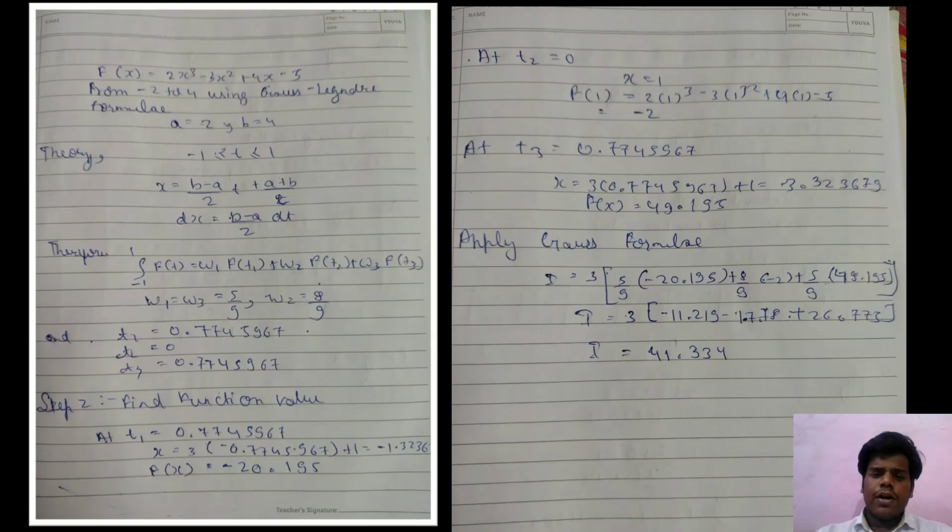Now let's apply the Gauss-Legendre formula. I equals 3 times bracket 5 by 9 into minus 20.195 bracket close plus 8 upon 9 into minus 2 plus 5 by 9 into 49.195. Now we apply the formula in the Gauss formula, and we have the I value equals 49.334. That was the final value we get.